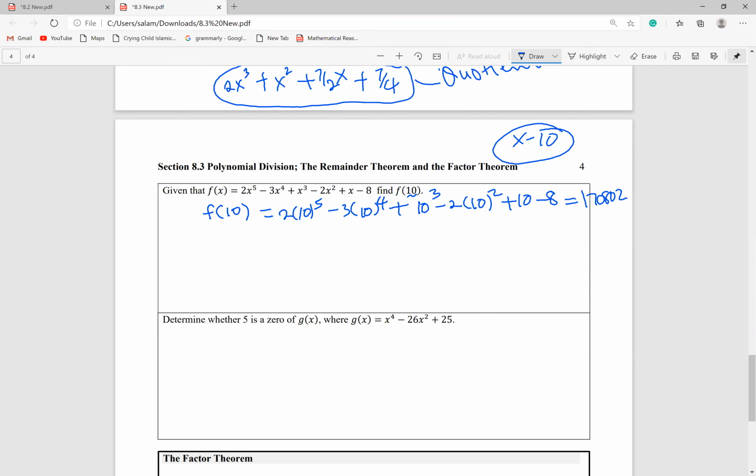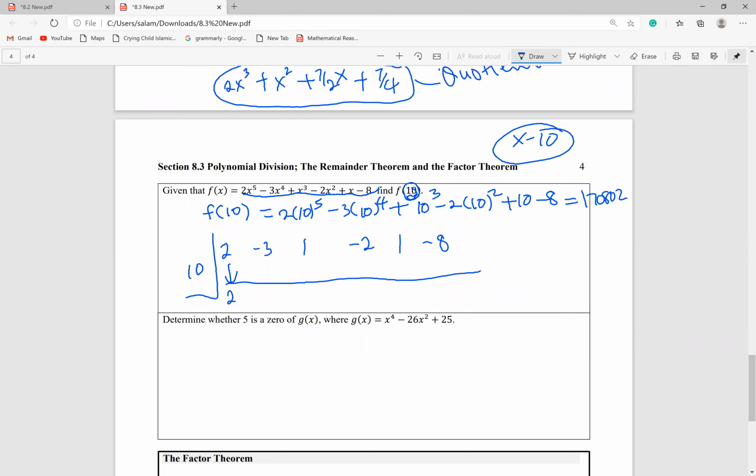When you look at all these terms, there's no term that is missing. We have all the terms complete. I'll just write down the coefficients. We have 2, -3, 1, -2, 1, and -8. Then my C, like I said, is exactly what you have here, so your C is 10. We can use synthetic division and see what we get. I have to bring this down.